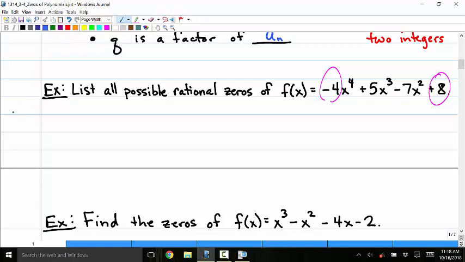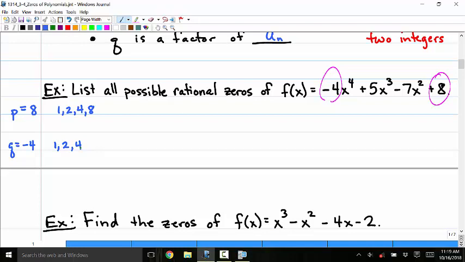So P, what was P? 8. What are factors of 8? 1, 2, 4, and 8. Do you agree? Those are all the numbers that go into 8. Q has to be a factor of negative 4. What are all the factors of 4? 1, 2, and 4.